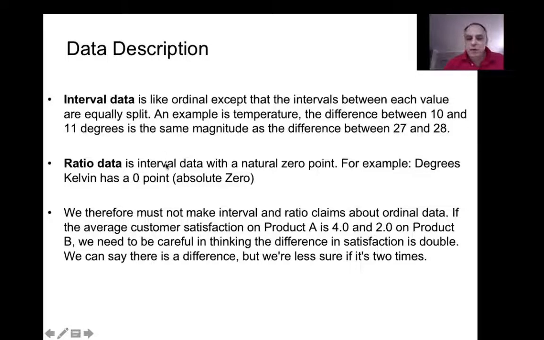Okay. The problem, and why it's important for you to understand this, is that you must not make interval or ratio claims about ordinal data. Okay, so people draw the wrong conclusions. So if you're doing a survey and somebody rates a product as a 4 and another product as a 2, you can't just say that this is double the satisfaction of this one. So that's kind of the problem and why we need to understand these things.